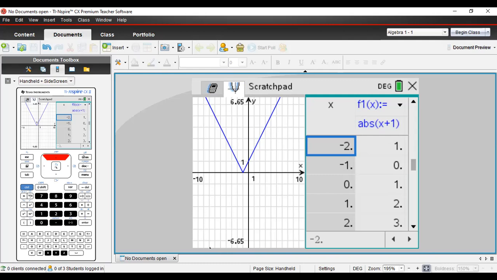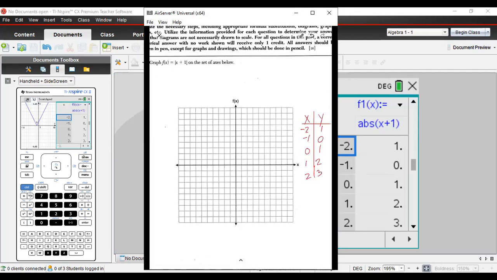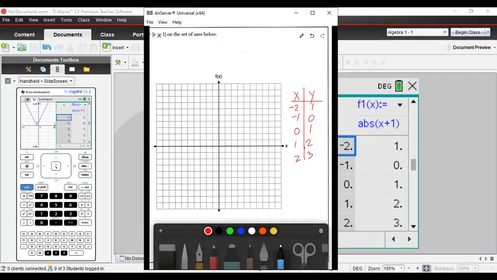So go to the iPad. Let me see if I can make this a little bigger, move it over a little bit so you can see it a little better. All right, so now I'm just going to do some plotting. I'll do it in black. So -2, 1, you go over 2, up 1, point goes there. -1, 0 goes right here.